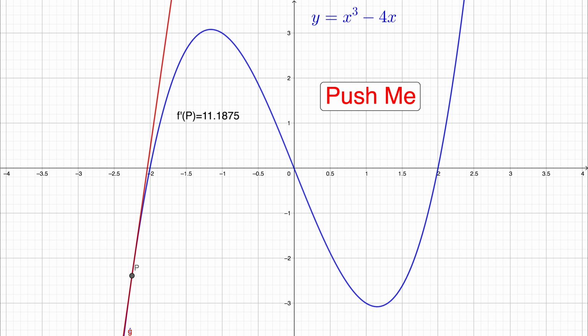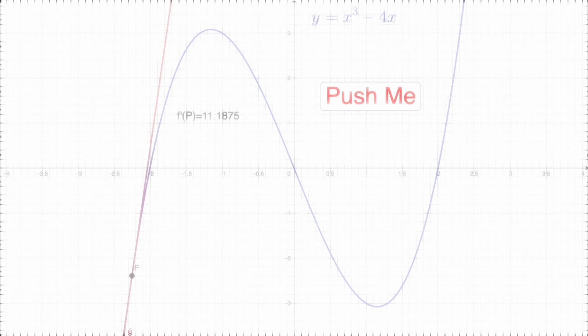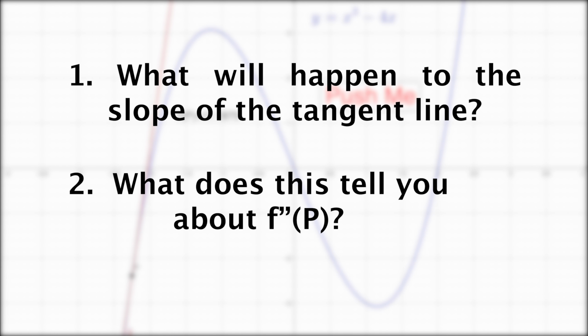Before I do it though, I'm going to ask everybody to take a second and ask themselves, what's going to happen to the slope of the red line as P gets closer and closer to that critical point? Also, what does that mean about the second derivative at the point P? Please pause the video and give yourself a minute to think about the answers to these questions.